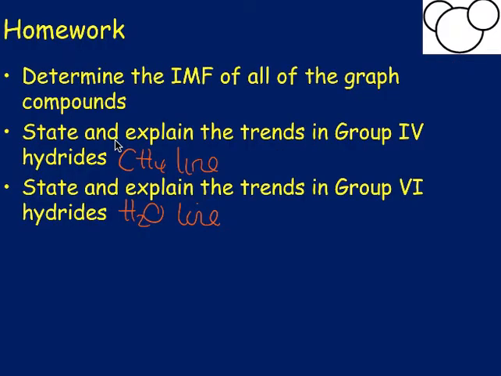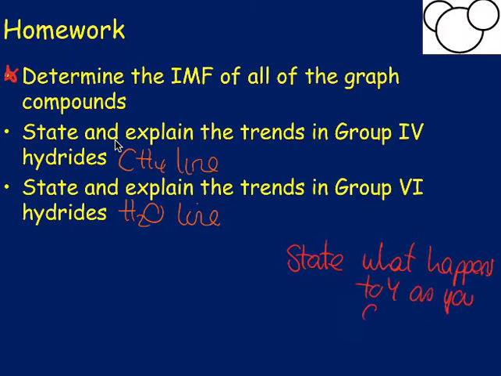These are the questions. So the first thing you're going to do is determine your intermolecular forces for all of your compounds. You're going to state and explain the trends in group 4 hydrides, so that's the CH4 line, and you're going to state and explain the trends in group 6 hydrides, and that's the H2O line. So remember, we said the state and explain: the state is what happens to Y as you go along X, and the explain is now using what you know about the IMFs that each molecule has. So give it a go.